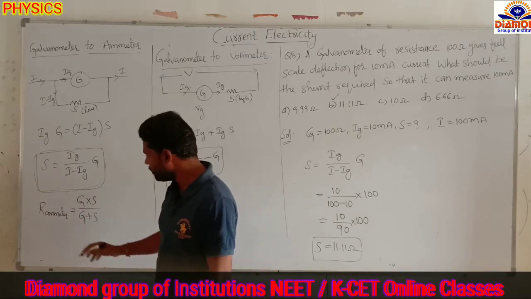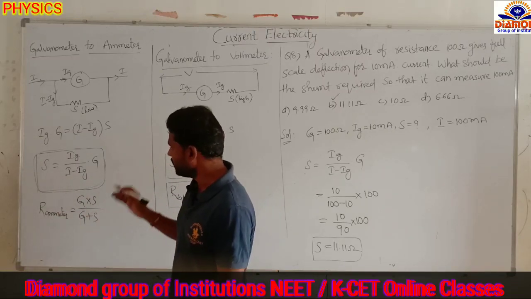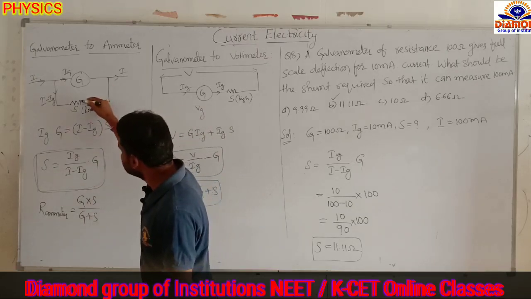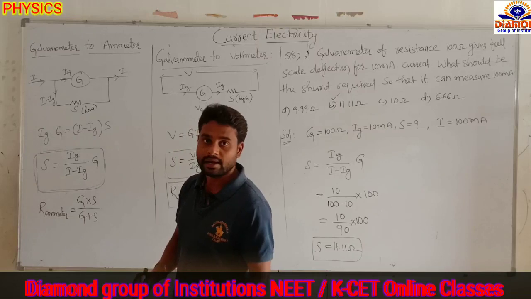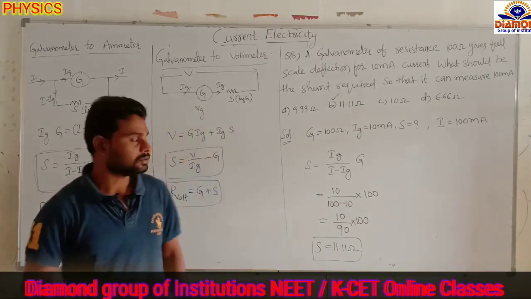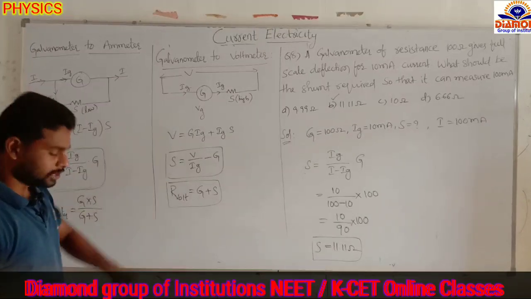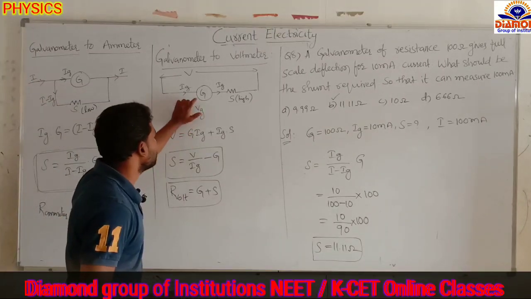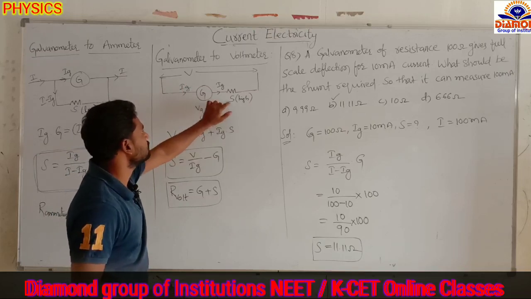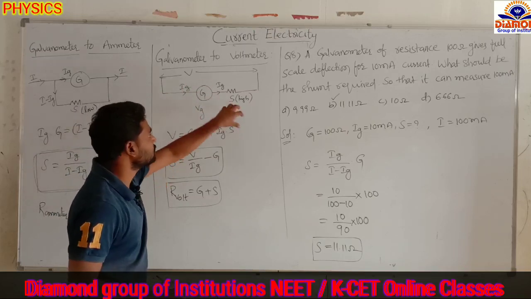One more point you have to remember: the ammeter resistance is less than the galvanometer resistance and less than this shunted resistance also, and the ideal ammeter's resistance equals 0. Remember that point also. Next, let's see the galvanometer to voltmeter conversion. If the potential drop across the galvanometer exceeds its limit, then we will connect one resistor in series with this galvanometer to share some voltage.